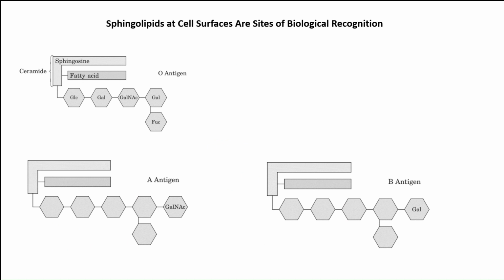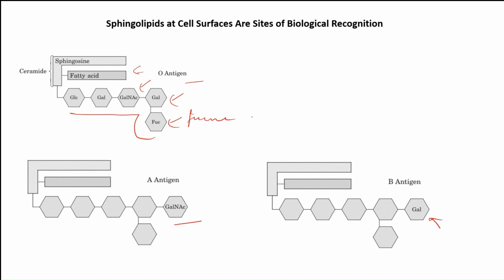For example, as you can see in the blood group. So what is there in our blood group? Sphingosine is there, fatty acid is attached, and these carbohydrates are found: glucose, galactose, N-acetyl galactosamine, again galactose, and this is fucose. So this is known as O antigen. Now with this galactose, if one more molecule of N-acetyl galactosamine is present, it forms A antigen. If simple galactose is present, it forms B antigen.